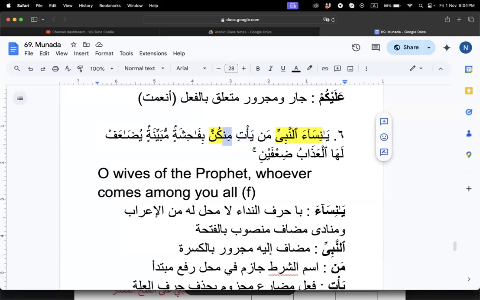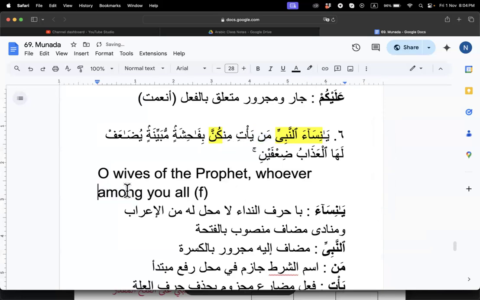Not obviously all the time, because sometimes the fi'il can come with a min. You have to see how you understand that min. This min here is "among", okay? Amongst you, meaning these people here. And this man is still talking to them, right? He's still talking to the wives of the prophet. So it means "whoever among you comes", basically.